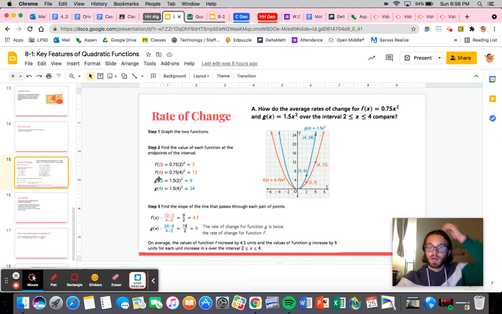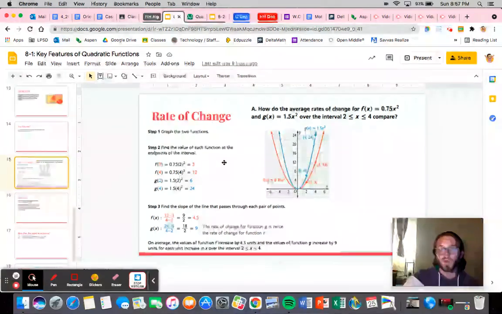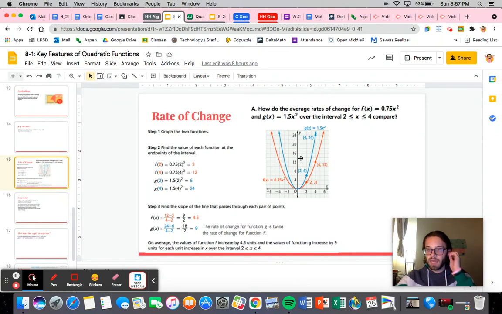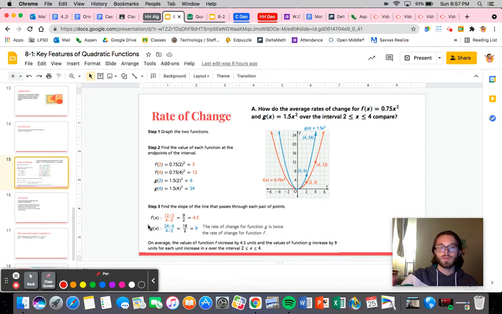Now, last thing I do want to talk about: if you're having to compare the rate of change of different quadratic functions, one important thing to consider is that the bigger the a value, the greater the rate of change, which makes sense, right? Now, you probably have to remind yourself, how do you calculate rate of change? The average rate of change is going to be calculated using this.